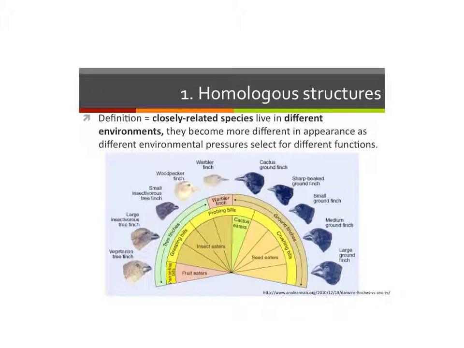So you might ask, how do multiple species radiate from a single species? Well, closely related species that live in different environments may become different in appearance as their environmental pressures select for certain traits. In this particular example that we'll study more in depth later, the environmental pressure happens to be the food source.